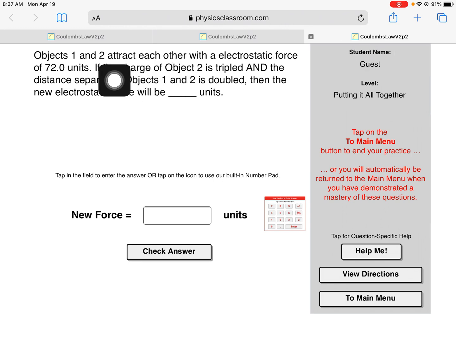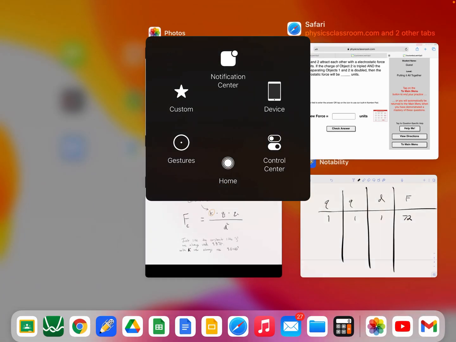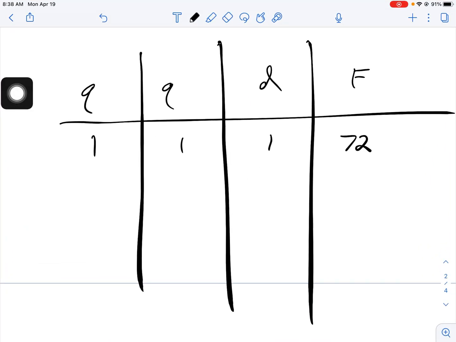And we've got to know the two changes. The charge of object 2 is tripled and the distance is doubled. Charge of object 2 is times 3, and then the distance is doubled. Let's do it one step at a time, though. That's part of our strategy.